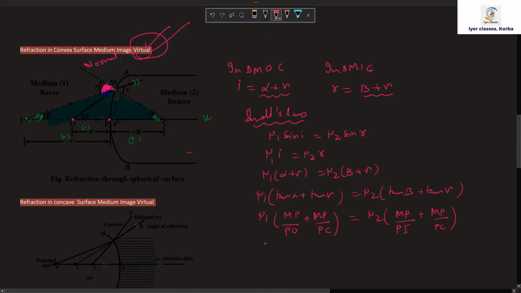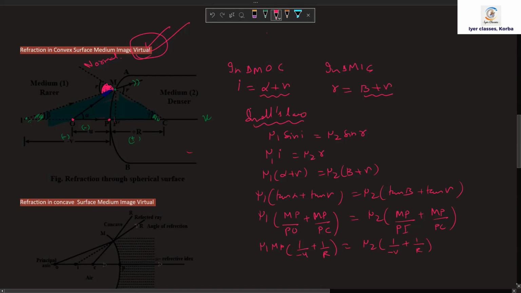Okay, fine. So put the values here. Mu1 MP is to be taken as common. Then 1 by PO is 1 by minus U. PC is 1 by R. Mu2 into MP, 1 by PI is minus U plus 1 by R.